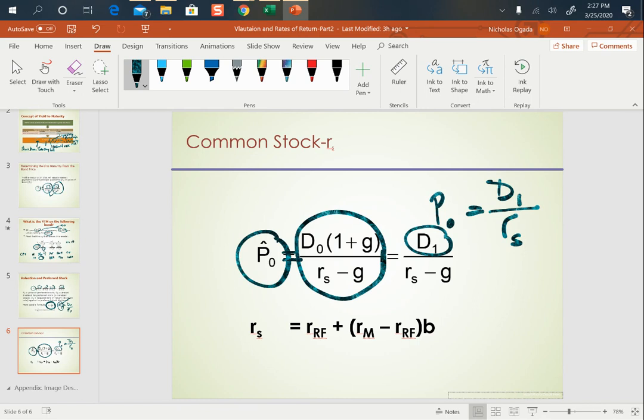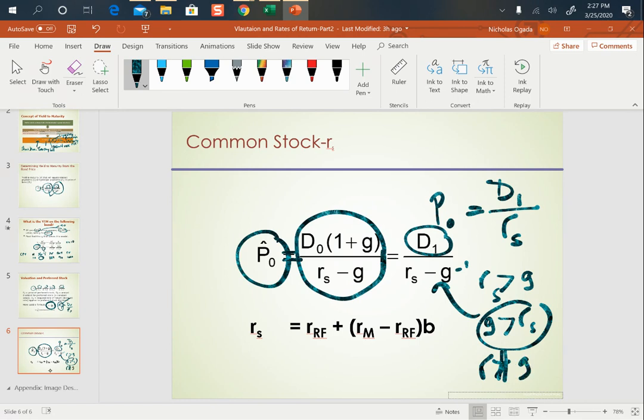Remember, for this formula to work, RS, the required rate of return, must be greater than the growth rate. If the growth rate is greater than the required rate of return, then this formula is going to give you a negative value here and therefore a negative price, which does not make any sense. So for this to work, R should not be equal to G, because in that case it's going to be 0, so you don't want that to be 0. And two, you don't want the growth being greater than the required rate of return.